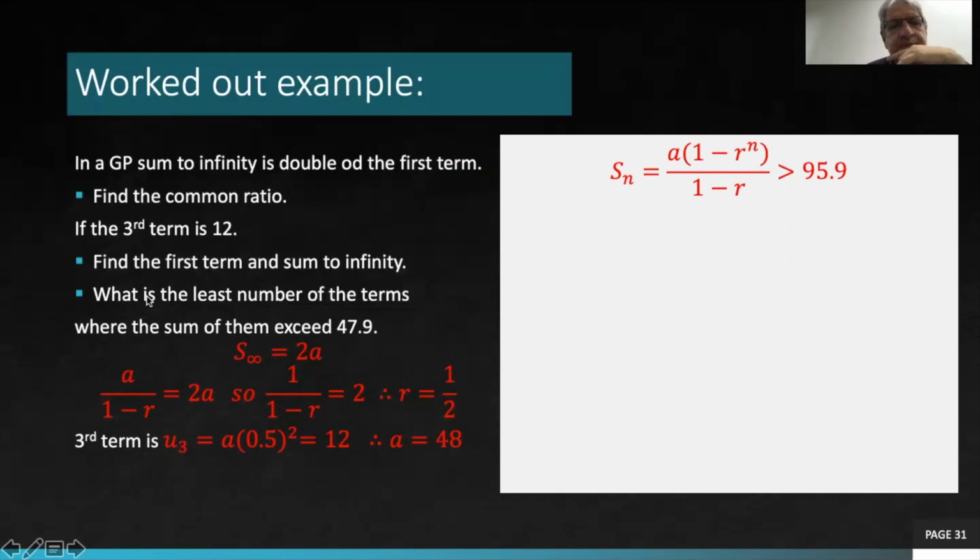Okay. Therefore, we are going to do the last question here. What is the least number of terms where the sum of them exceeds this number? Therefore, the sum is this. This should exceed the number 95.